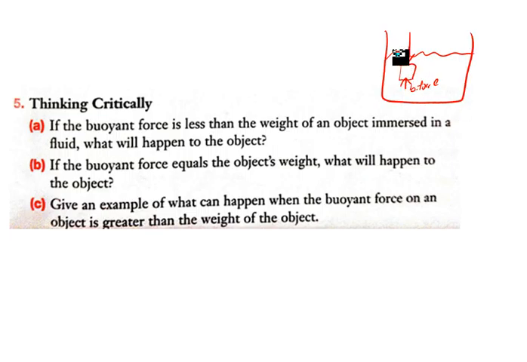What's going to happen? This object is going to sink because this is a strong force. That's the force of gravity, and this is weak, so it will sink. And another name for sinking is negatively buoyant. Okay, so we're done that one.